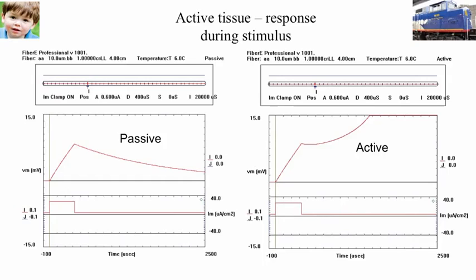If we now focus on the response during the stimulus, you recall that with the passive stimulation, the curve of transmembrane potential versus time goes up almost in a straight line. And when we look at the active tissue, it does largely the same thing. The slope may be a little bit higher, so things are not quite exactly the same, but very close.